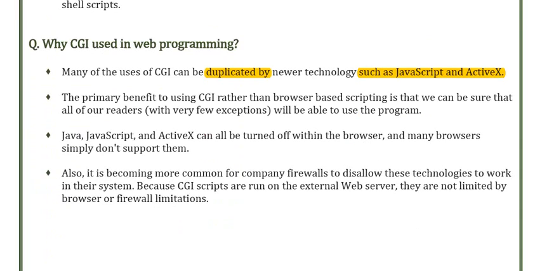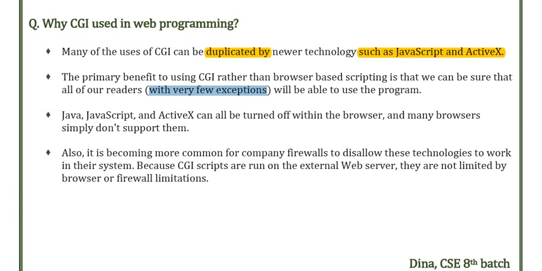Why is CGI used in the web programming section? Many of the uses of CGI can be duplicated by newer technologies such as JavaScript and ActiveX. The primary benefit of CGI rather than browser-based scripts is that we can be sure that all readers, with very few exceptions, will be able to use the program.